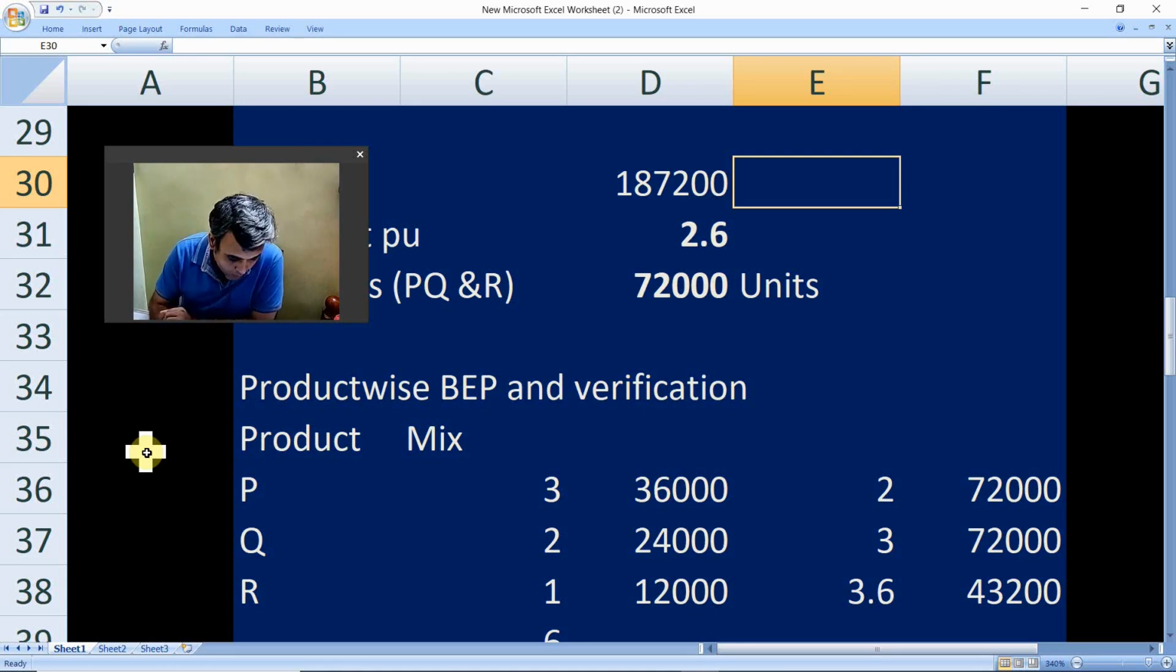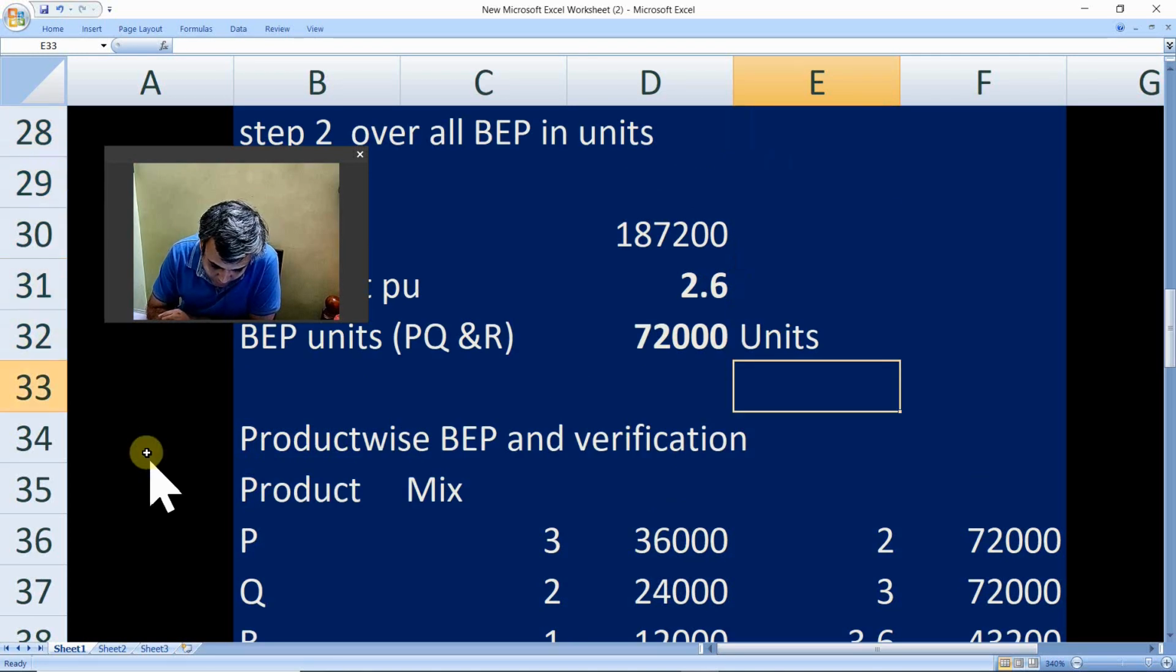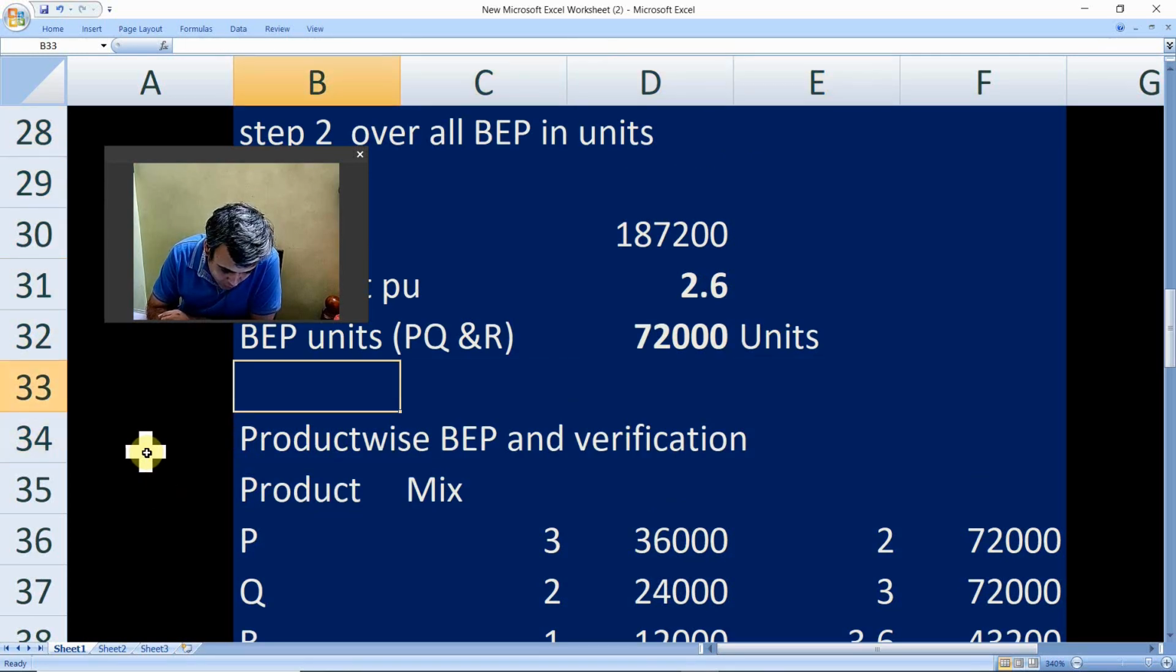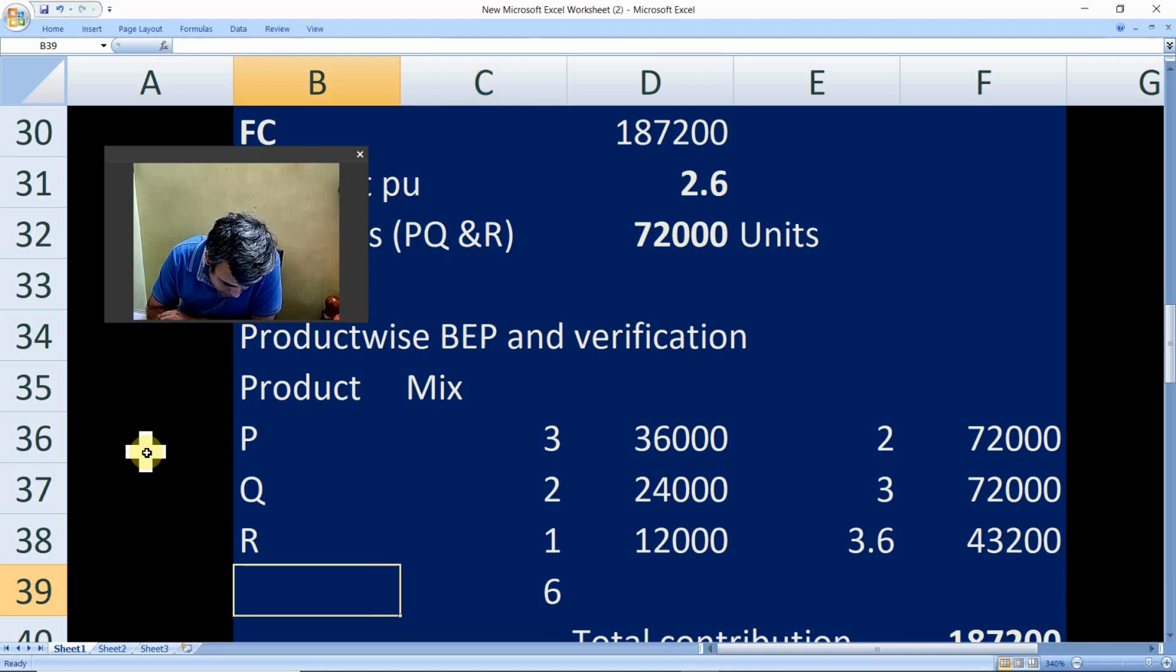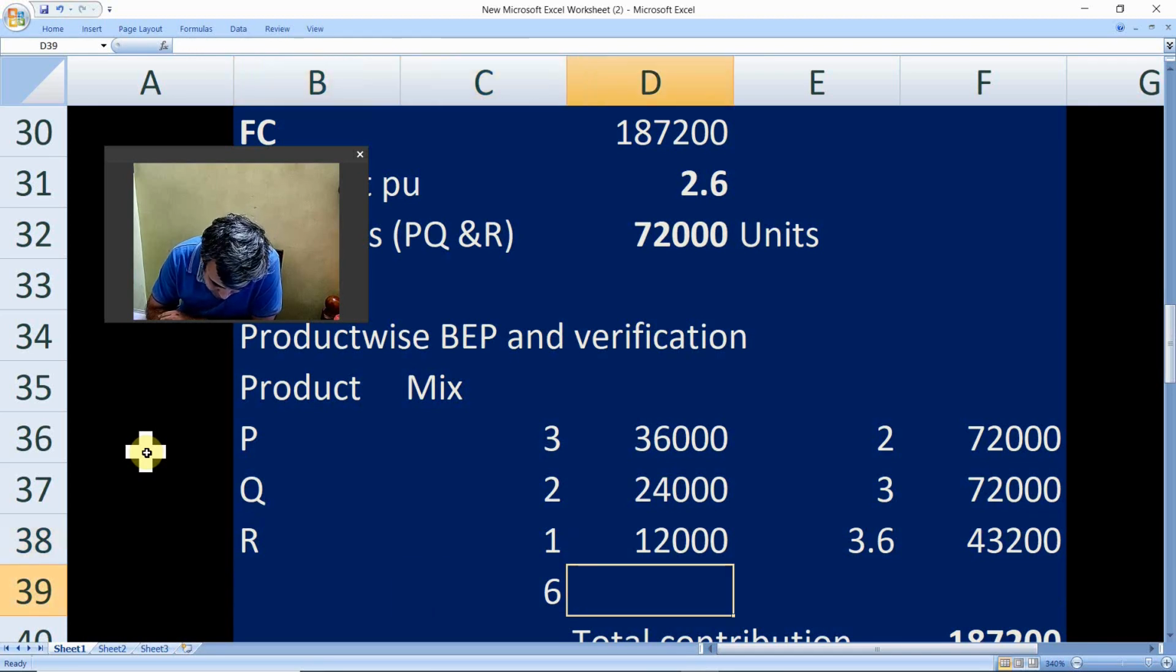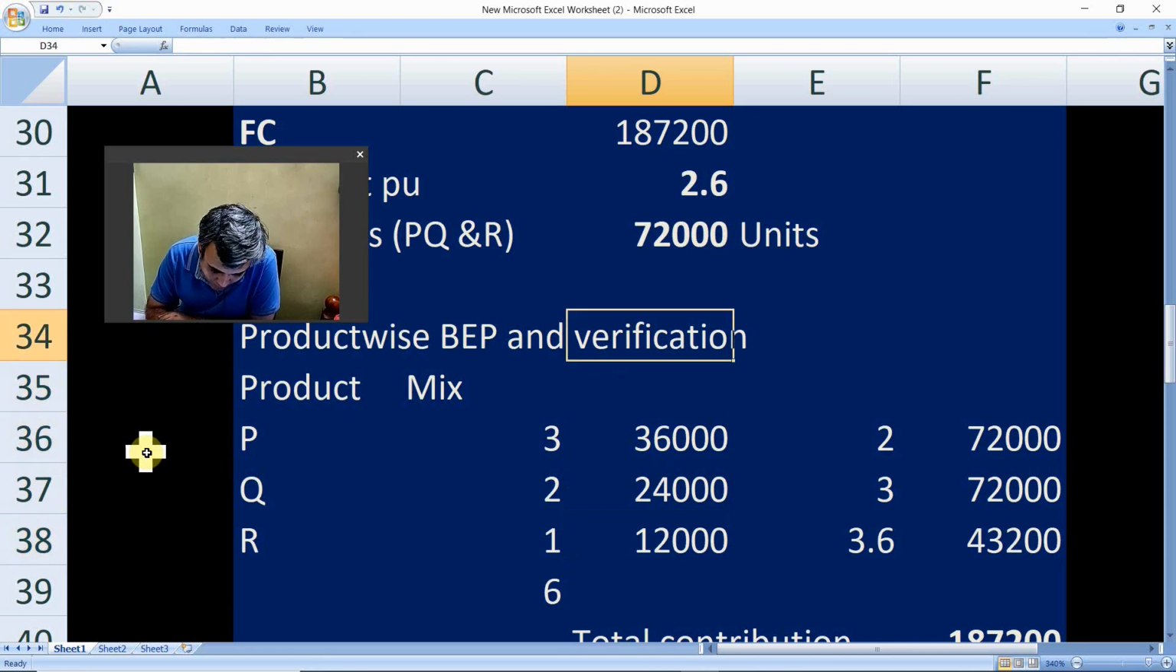Let's go. So I have marked it as, this is not part of overall BEP. This is additional work I am doing here. Whatever I do here, you don't have to show it in the exam. This is only for our learning purpose. I am going for product wise BEP and verification. First, I have split 72,000 in the ratio 3 is to 2 is to 1. 72,000 into 3 by 6, 36,000. 72,000 into 2 by 6, 24,000. 72,000 into 1 by 6, 12,000. Up to now you are able to understand what I have done.